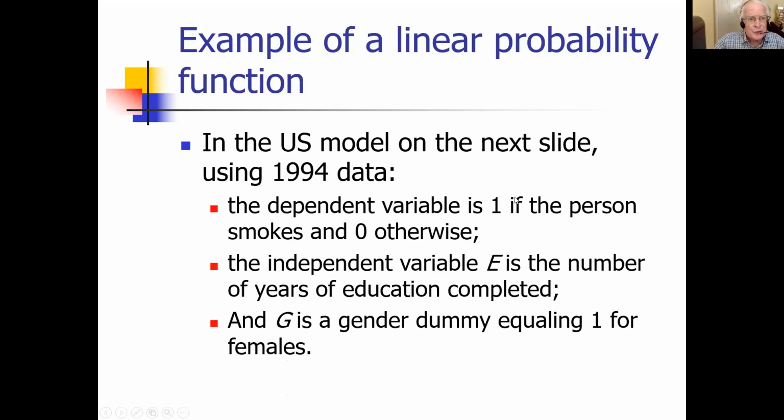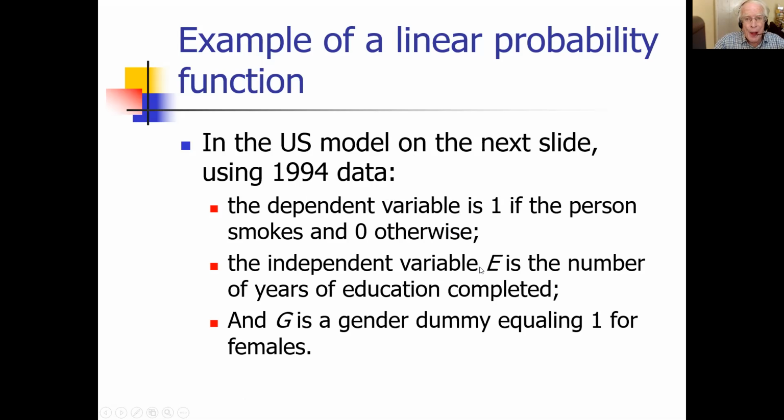And here is an example using data from the United States in 1994, a model of smoking at that time. This is from Pindyck. In this case, we will set the dependent variable equal to 1 if the respondent smokes and 0 otherwise.